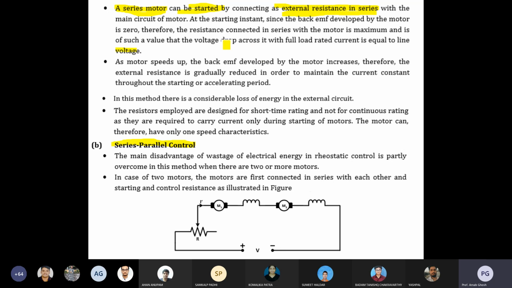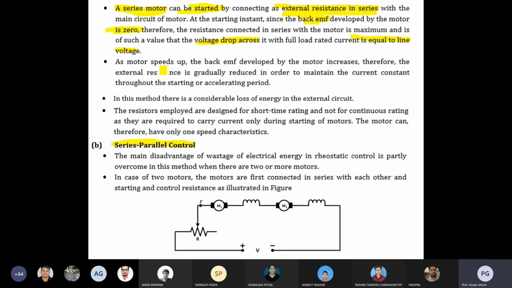So you can understand that a voltage drop will be there. If you add all the voltage drops, you get a value equal to the line voltage or motor terminal voltage. Initially, how much is the back EMF? Initially the back EMF is 0. For the starting condition, it can work fine.